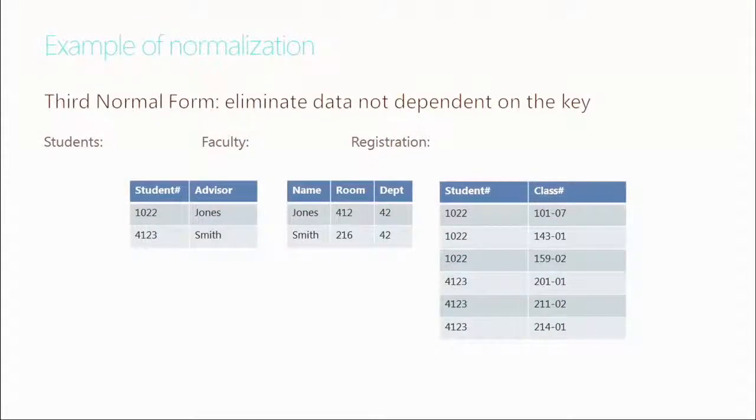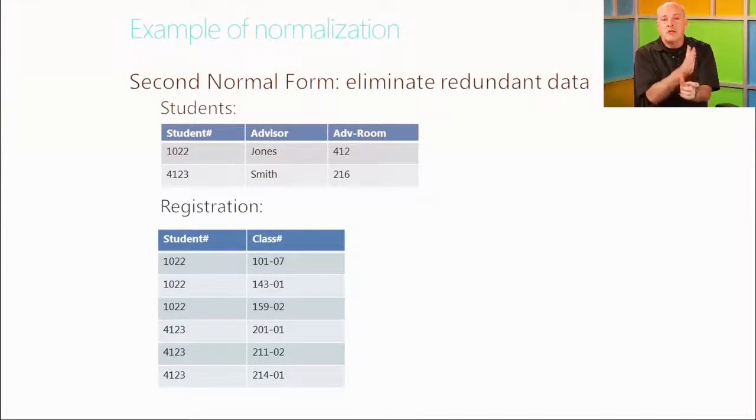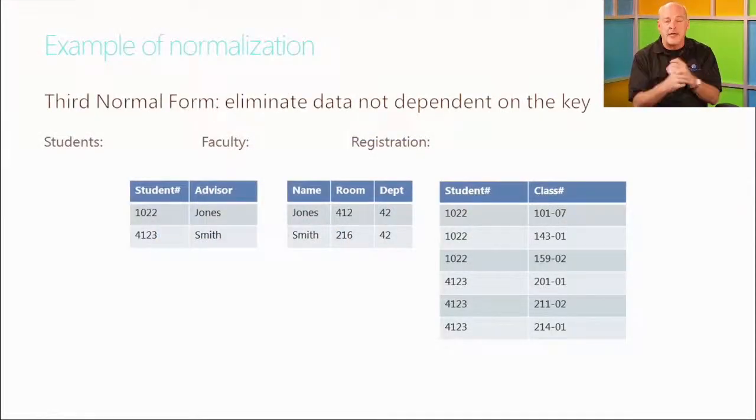So if we go to our third normal form, we've got faculty, and student number 1022, their advisor is Jones. Now remember, if I flip back one more time, I've got student number, I've got Jones, and I've got the advisor's room is 412. Well, the main column in here is student number. That advisor room is not directly associated with the student number, so it does not belong there if we're going to normalize our content. Hence, we introduce a third table.